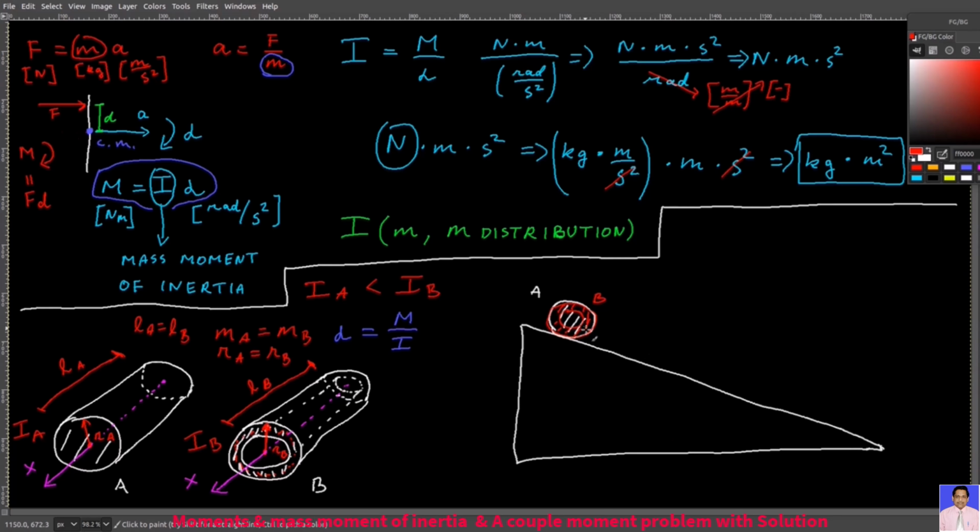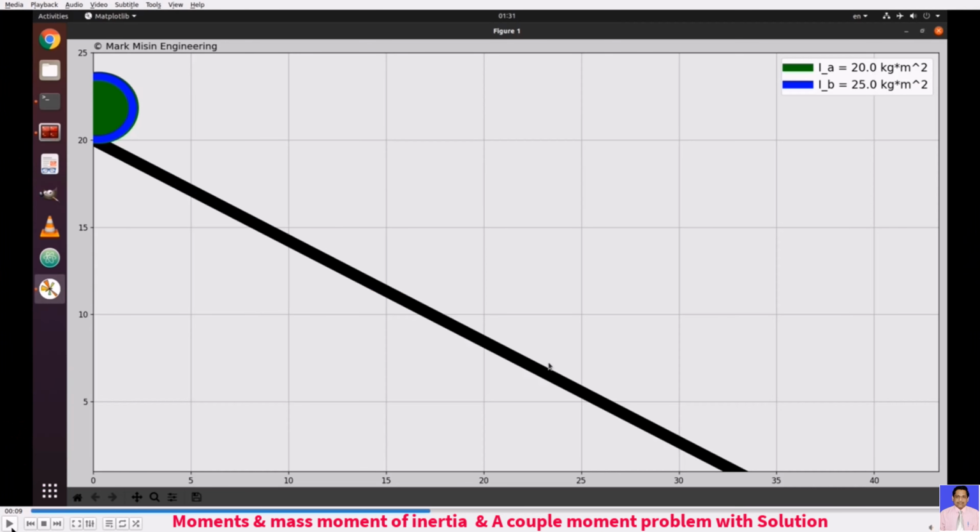So which cylinder will reach the ground first? I have a small Python animation here. The green one is your cylinder A, and the blue one is your cylinder B. Cylinder B is the hollow one. And like we discussed before, the hollow one has more mass moment of inertia compared to cylinder A. So if I run the animation, you can see that cylinder A wins. And we can see it one more time. You can see that cylinder A rolls down faster.